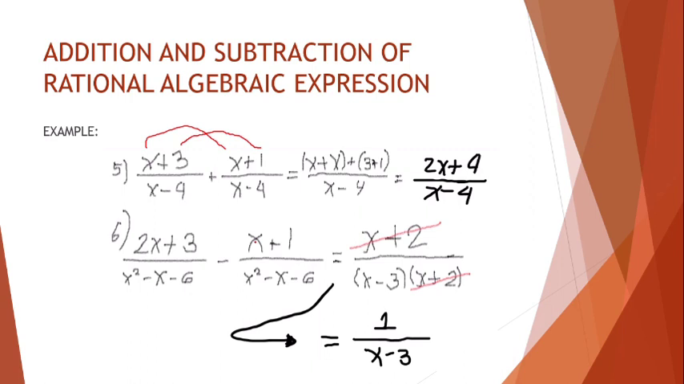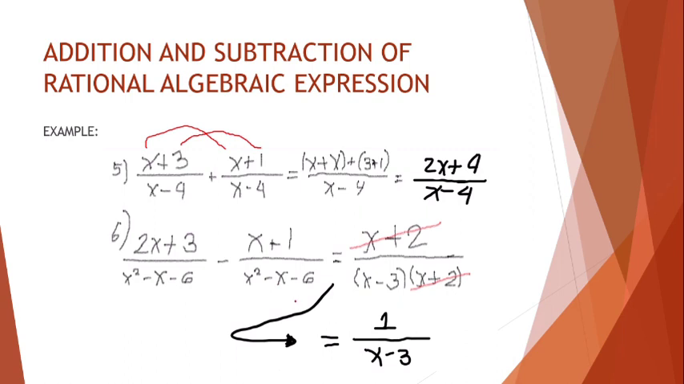Paano naman kapag dito? So, nakikita nyo parehas ng denominator. Tama naman, parehas ng denominator. And, subtraction siya. So, 2x minus x or 1x is x. 3 minus 1. So, parehas naman sila ng positive. So, 2. Ngayon, yung lalabas is x plus 2 all over x squared minus x minus 6.